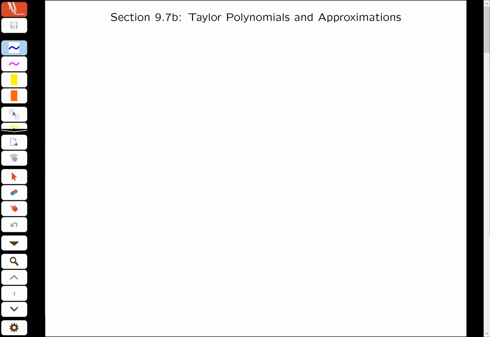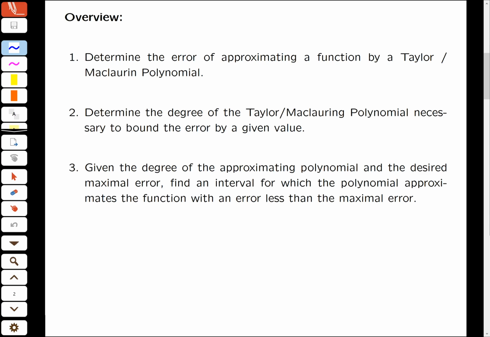What we're talking about is approximations for Taylor polynomials. In other words, how good an approximation is our Taylor polynomial to the actual function at those specific values. So we're going to do three things. We're going to determine the error of approximating a function by a Taylor or Maclaurin polynomial. We're going to determine the degree of the Taylor or Maclaurin polynomial that we need for the maximal error value. And then, given the degree and given the error, can we find an interval length about which that polynomial is a good approximation? So three different questions that we're looking at today.